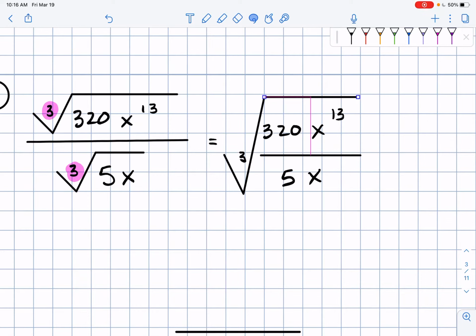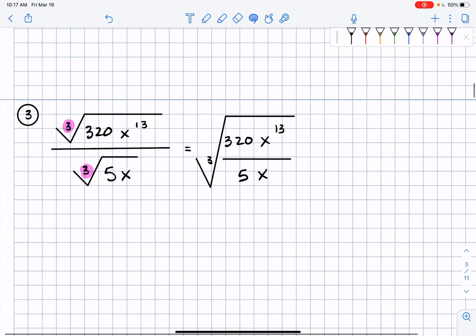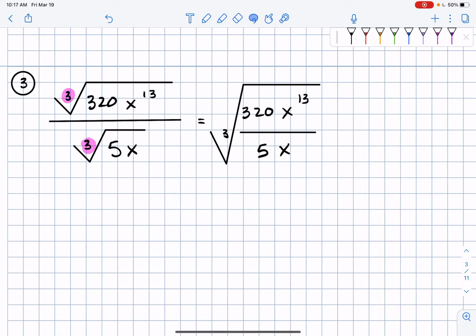I'm going to tell you that probably a good thing to do is, if you notice that the 5 can go into 320, so maybe go ahead and say, okay, so 320 divided by 5 gives me 64. So in actuality, I can reduce this now to be 64x to the 12th. Okay. And again, my index is still a 3.